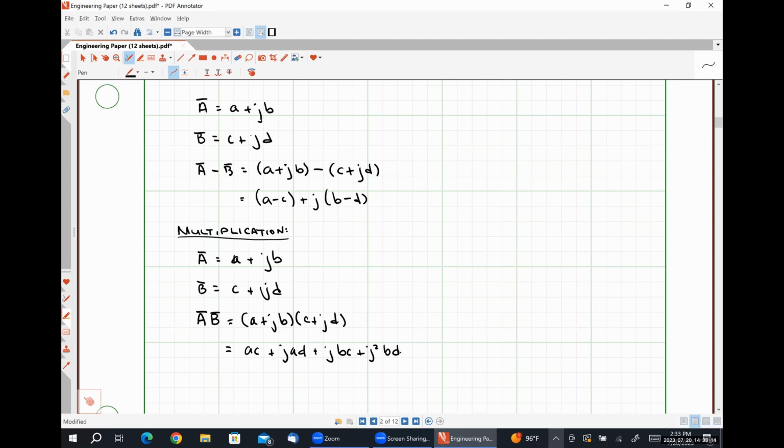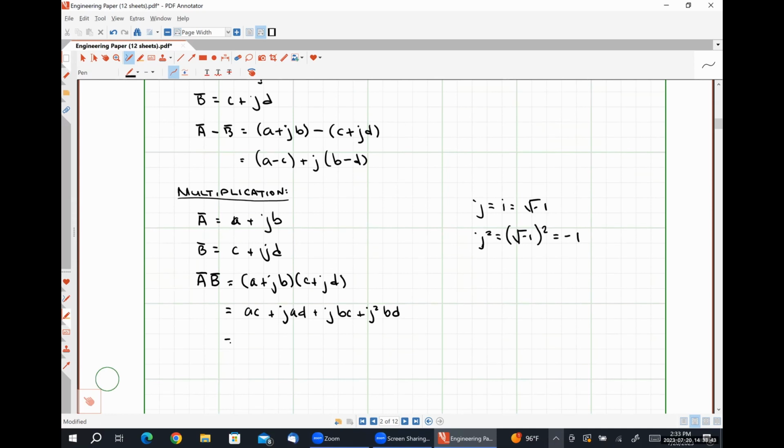I didn't mention this at the beginning of the class, but J is literally the exact same thing as I, the square root of -1. We use J in electrical engineering because I is for current. So J squared is then simply the square root of -1 quantity squared, or -1.